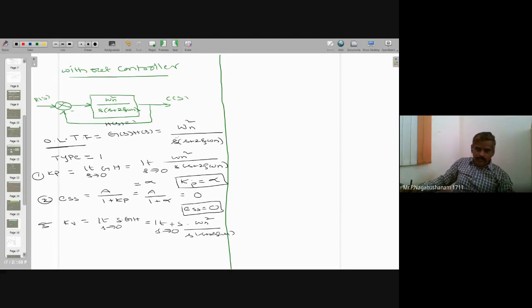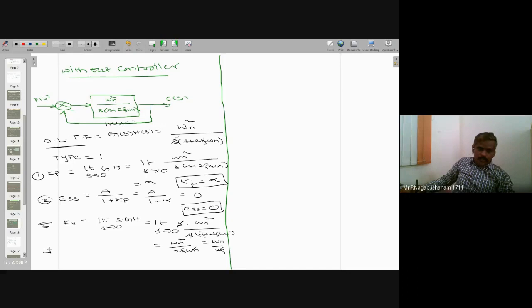Yes, replace s equal to 0. Anyway, before that, the s will get cancelled. You put s equal to 0, this is 0. Then the remaining term is omega n square divided by 2 zeta omega n. Omega n gets cancelled. Finally, we get omega n by 2 zeta.